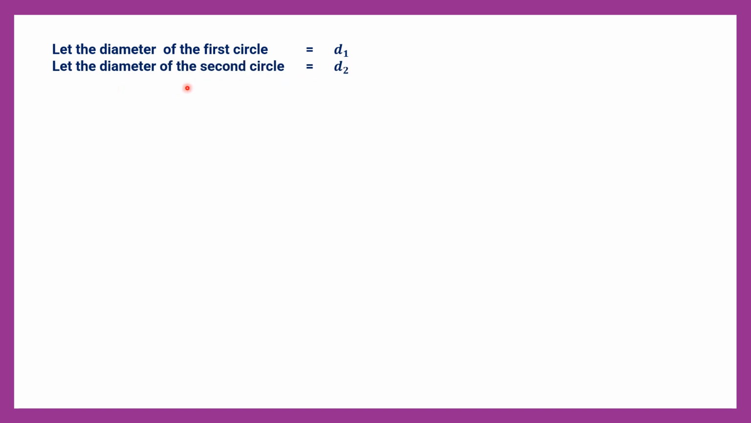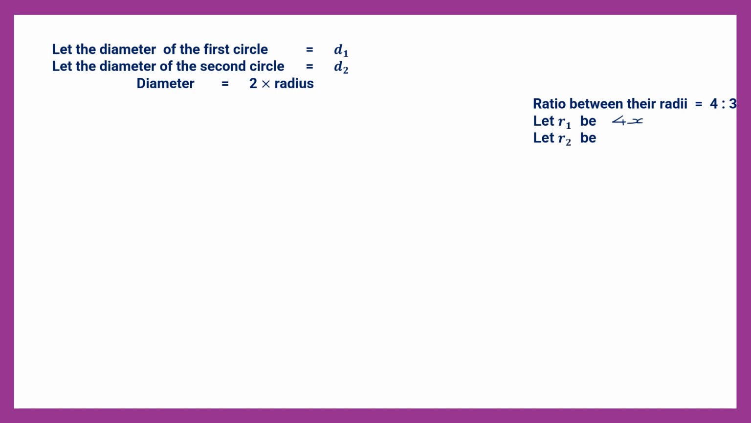To find the ratio between the diameters, let's begin by saying that the diameter of the first circle is D1, the diameter of the second circle is D2, and the formula for diameter is 2 into radius. This is the formula for diameter, and we already know the ratio between the radii, which we found out to be 4:3. So in this case, let R1 be 4x and let R2 be 3x.